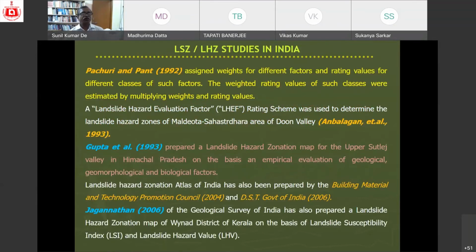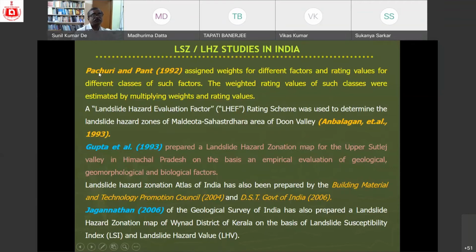Now in India, I have deleted some slides for abroad also. If we see the history, Pachauri and Pant in 1992 published one article in Engineering Geology. This was the MS dissertation of Pant from IIT Roorkee. And you know, this Pant is Manoj Pant. He is now one of the most powerful secretaries in West Bengal. He is our friend. He has done his PhD in our subject from Calcutta University. He was a gold medalist, and on the basis of this, the quantitative technique was used for the first time in India.